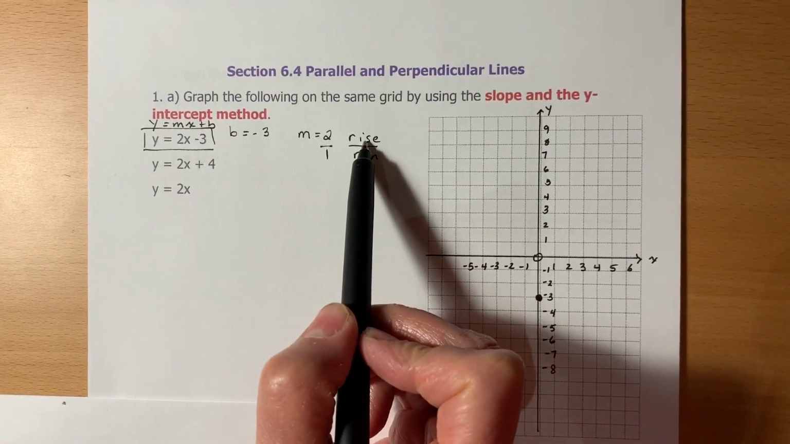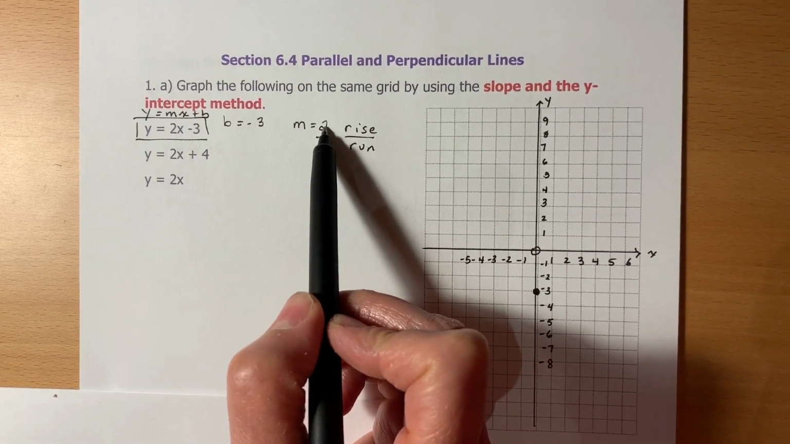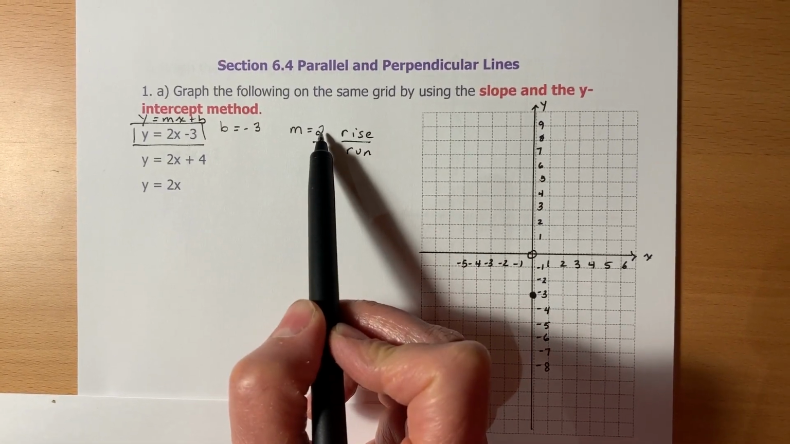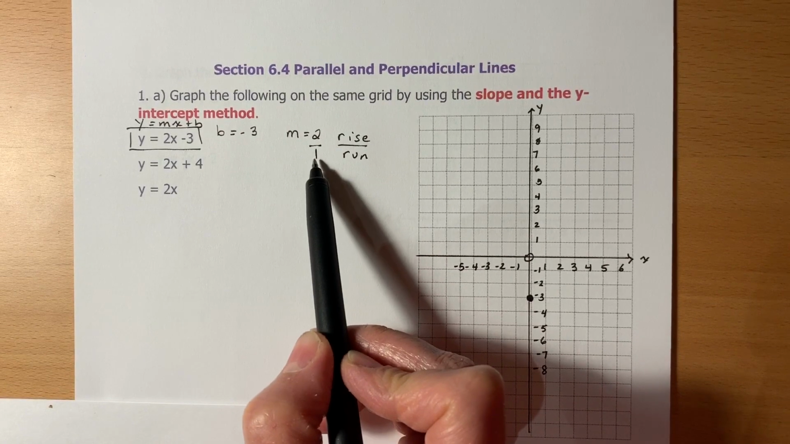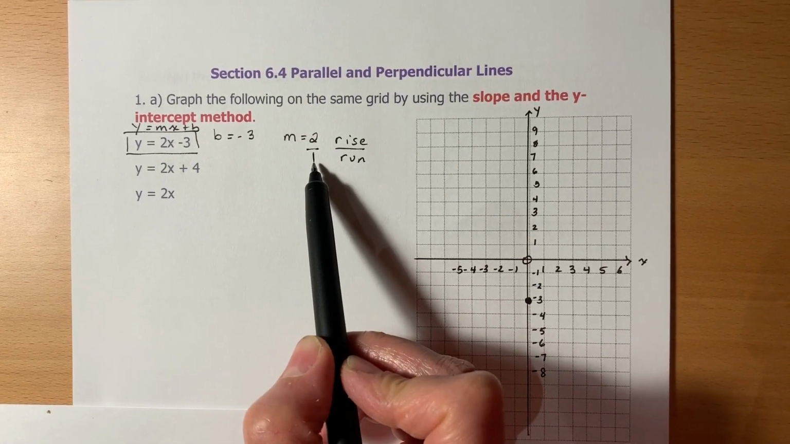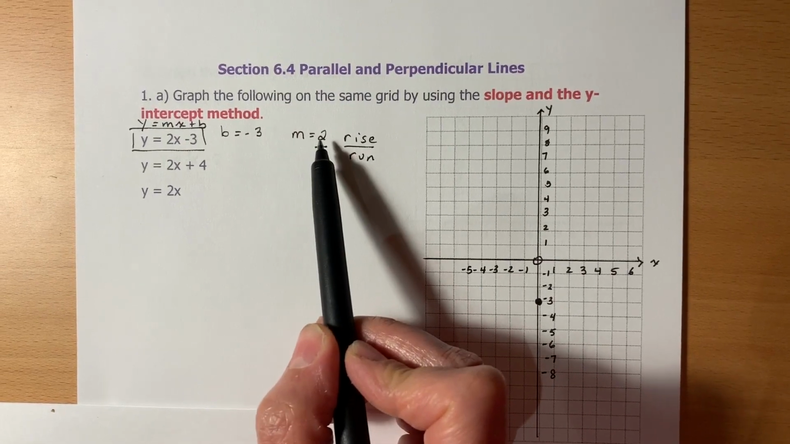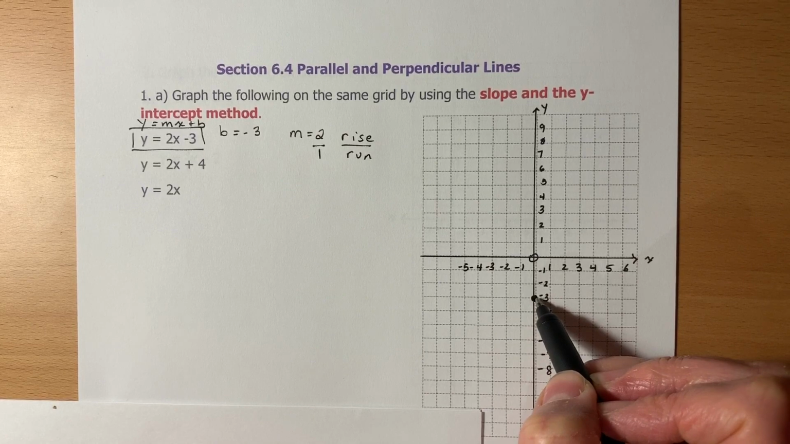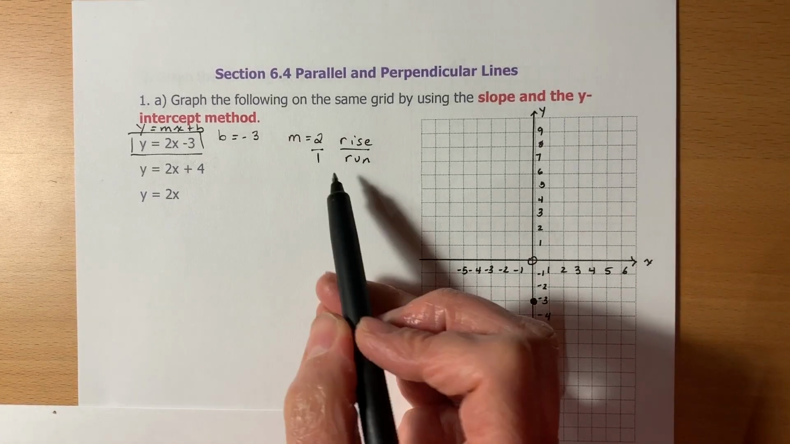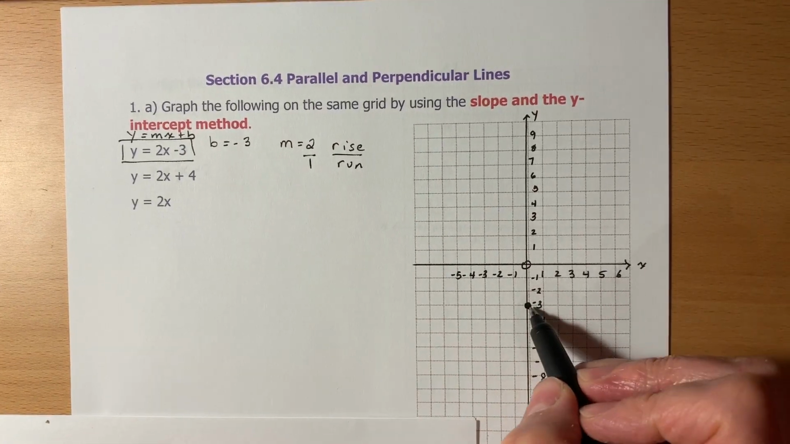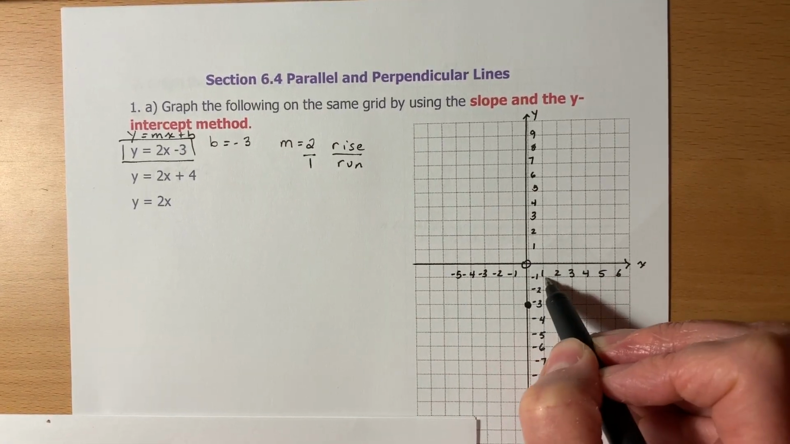Remember, rise is a movement up or down. If you have a positive rise, you're going to go up. If this rise was negative, you would go down. If you have a positive run, you go to the right. If this run was negative, you'd go to the left. Because this is positive 2, from the y-intercept at -3, I go up 2. Because the run is positive 1, I go to the right 1. So I go up 2, to the right once.